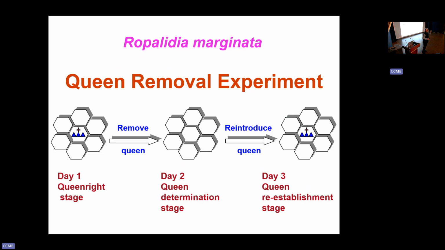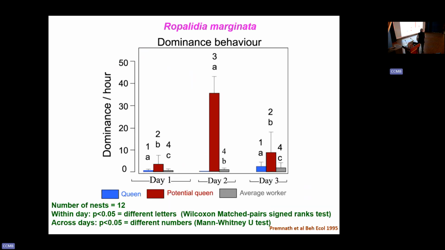What happened when we returned the queen? I'm glad we extended the experiment one more day, because something very unexpected happened. You return the queen, and this hyper-aggressive worker stopped being aggressive and went back to work. This is what the data would look like. So this is dominance behavior. This is day 1, very little aggression. Day 2, you can see a huge amount of aggression by one wasp. And day 3, that aggression has almost gone down.